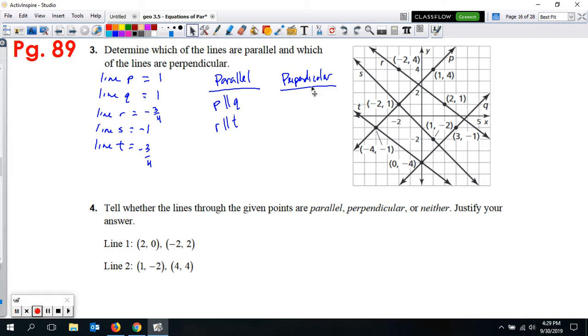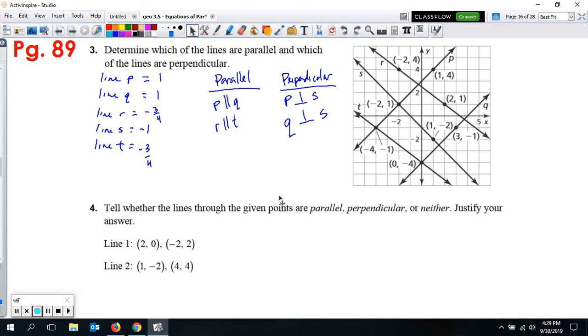For perpendicular slopes, they have to be opposite and reciprocal, or both the slopes have to multiply to equal negative 1. So positive 1 and negative 1. So since 1 over 1 and you flip that upside down, it's still going to be 1. Positive 1, negative 1 are perpendicular slopes. So P and S are perpendicular. P is perpendicular to S, and then also Q and S are also perpendicular with 1 there and negative 1. So that's Q and S are also perpendicular. Those ones are perpendicular there.